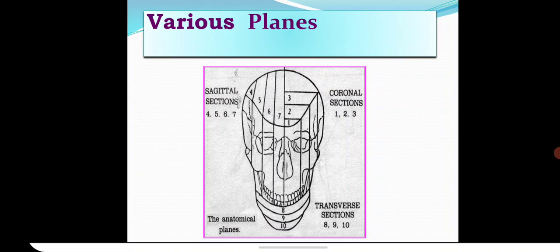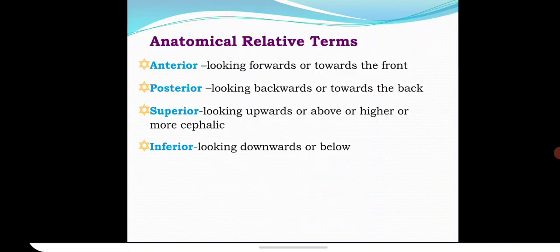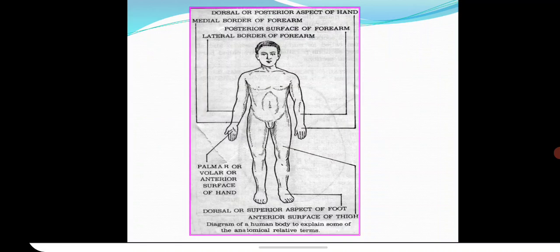In one model it is given. We will come to the anatomical terms. Anterior, looking forwards or towards the front. Posterior, looking backwards or towards the back. Superior is looking upwards or above or higher or more cephalic. Inferior, looking downwards or below. So in this you can understand what are the terms used.